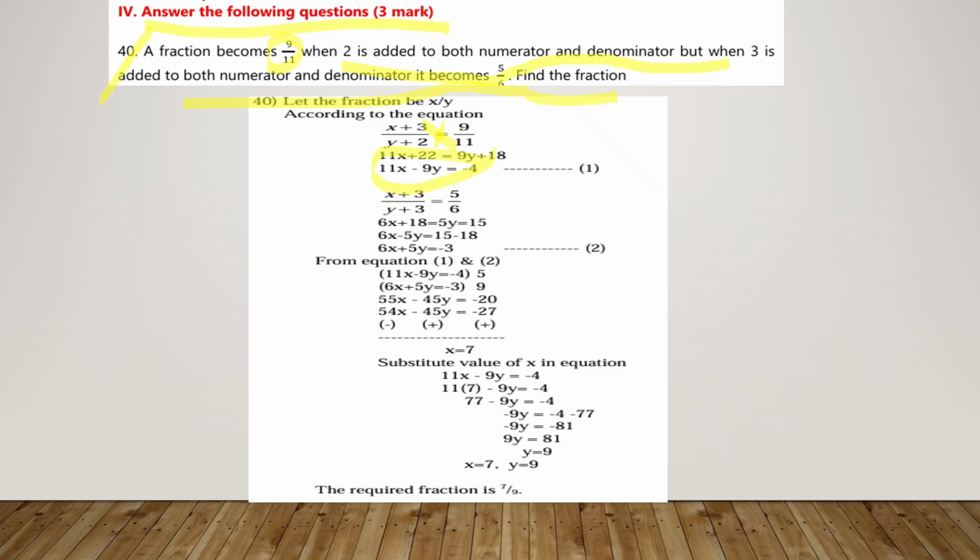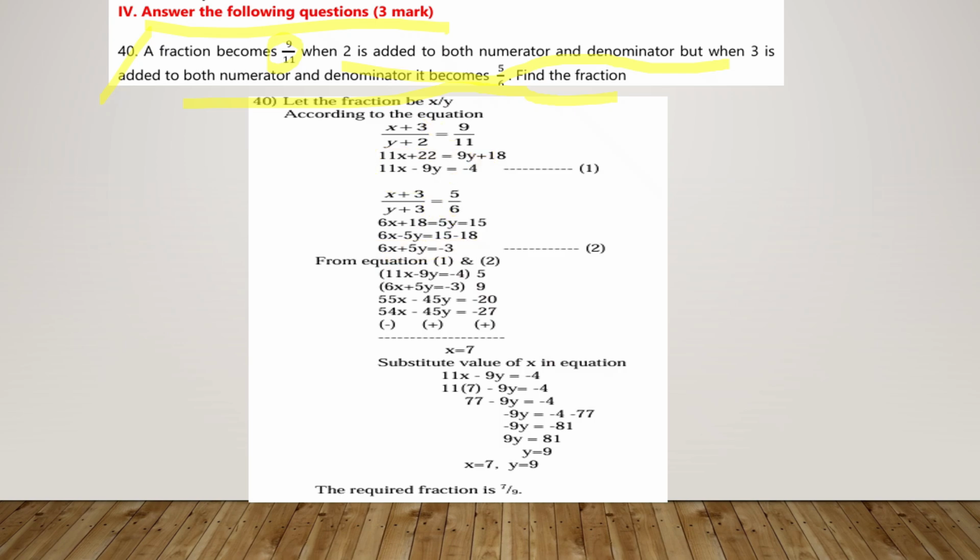Again, the second condition is given, x plus 3 by y plus 3 is equal to 5 by 6. Again, do the cross multiplication. You will get one more equation, that is 6x plus 18 is equal to 5y plus 15. So if you solve, you will get 6x minus 5y is equal to minus 3. Take it as equation 2.